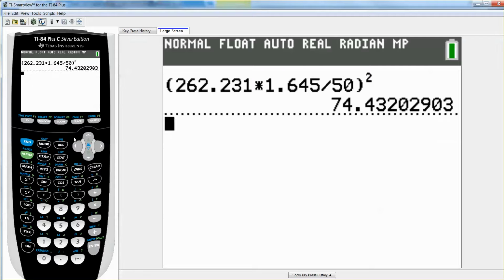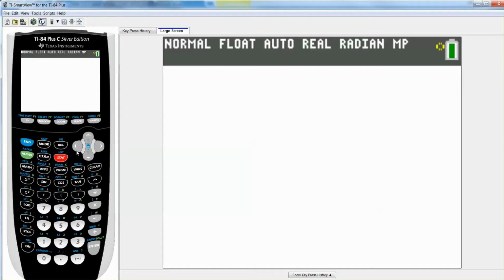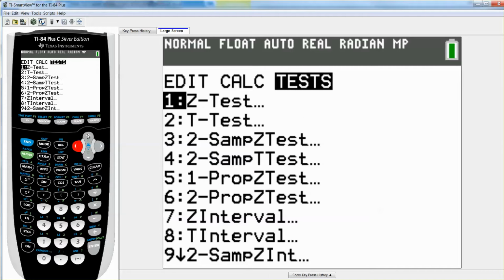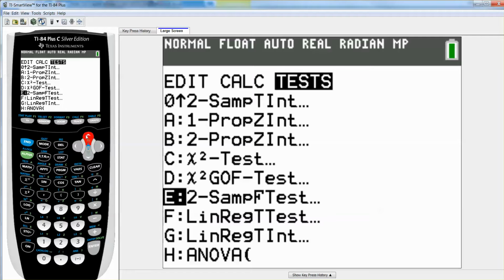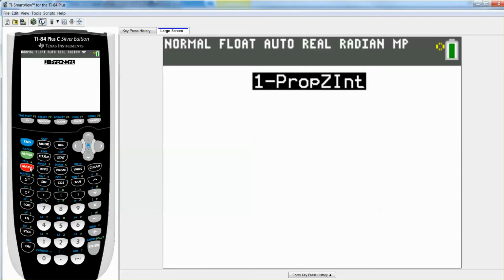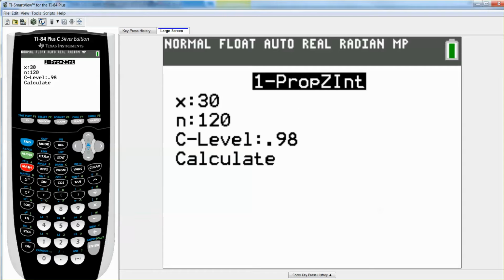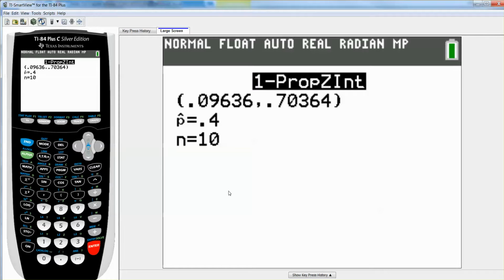So let me go to the calculator, clear this out. Stat, tests. I want letter A, which is 1-PropZInt. You can actually just hit alpha A and it'll happen real fast. So you have 4 and you have 10 and we want a 95% confidence level. Then we press calculate. And here's our result, 0.09636 and 0.70364. And you'll notice, this shouldn't be any shock, your p hat is 0.4 because that's 4 out of 10.